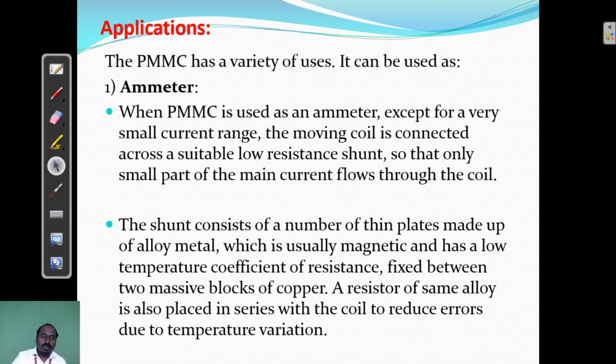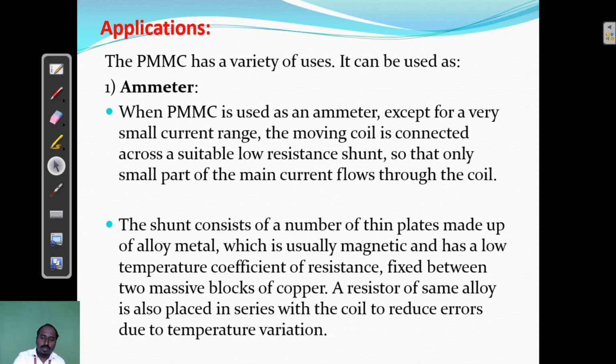Okay, we are coming to the application part. A PMMC instrument has a variety of applications. First one is it is used as an ammeter. As we all know, to use a PMMC as an ammeter, we need to connect a low resistance shunt together with it. So when PMMC is used as an ammeter, except for a very small range, the moving coil is connected across a suitable low resistance shunt, so that only a small part of the main current flows through the coil. Okay, what is the shunt material?